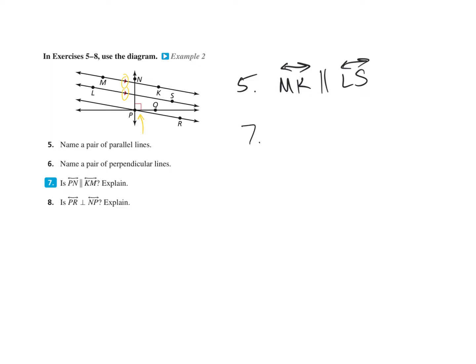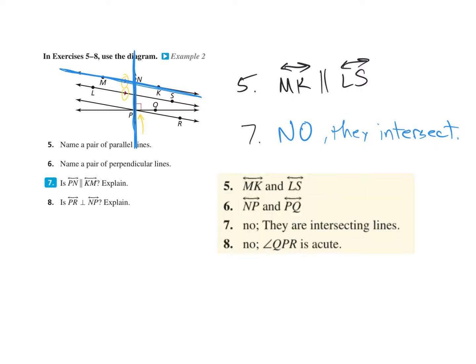So let's highlight PN. I'll do it in blue. This line right here is PN, parallel to KM. Here's KM. And of course, those are not parallel. They're not marked as being parallel and they intersect. That would be the best explanation. They intersect. And parallel lines do not intersect. All right, there's the answers for all of them.